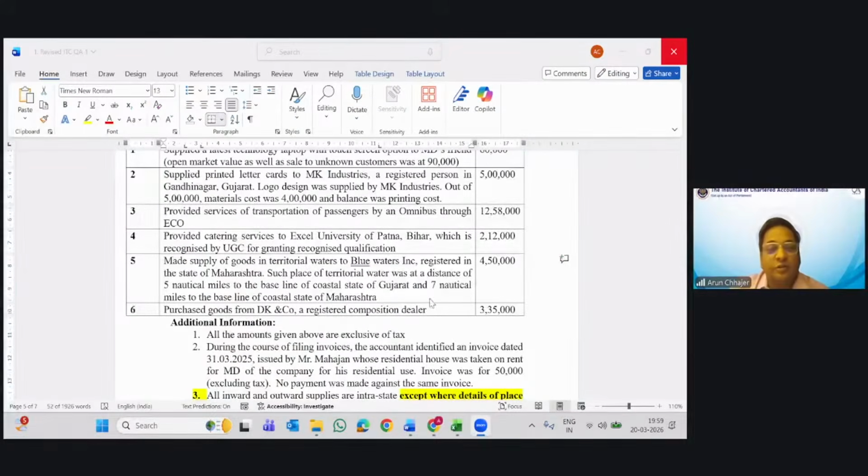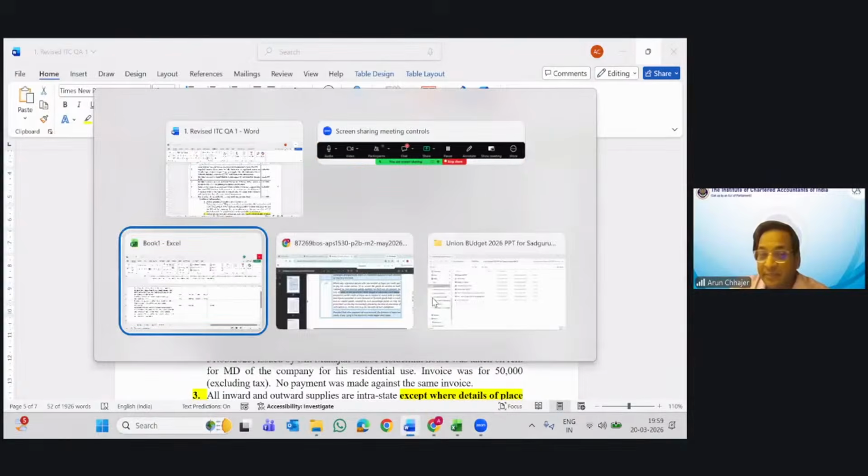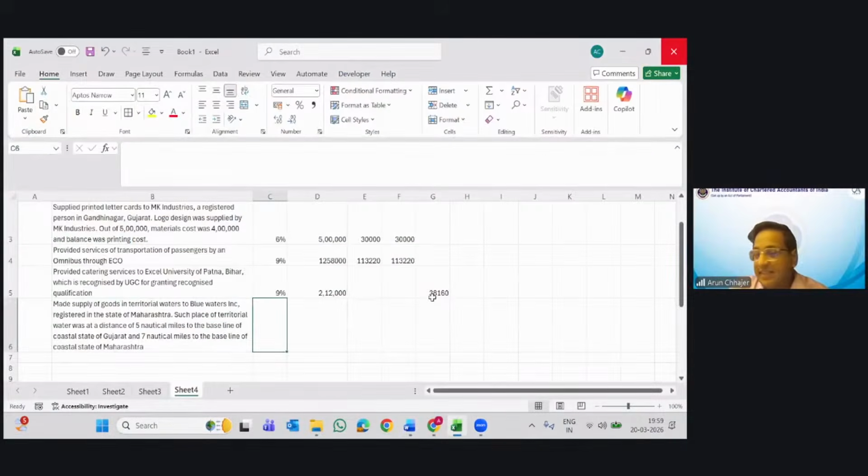Correct. Answer would be Gujarat, and in Gujarat, it will be chargeable to which tax? CGST and SGST or IGST? It will be CGST and SGST, right?